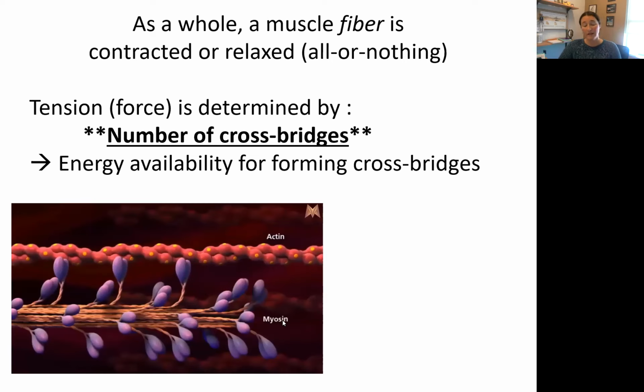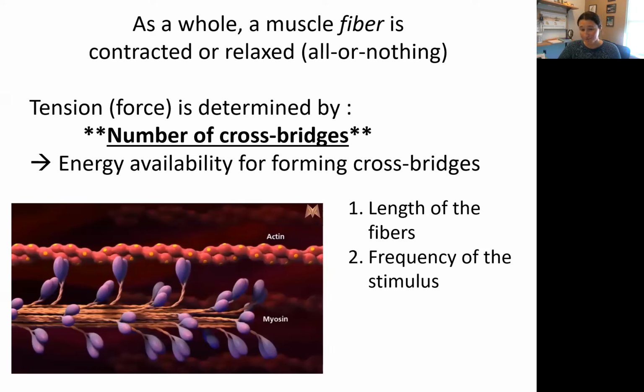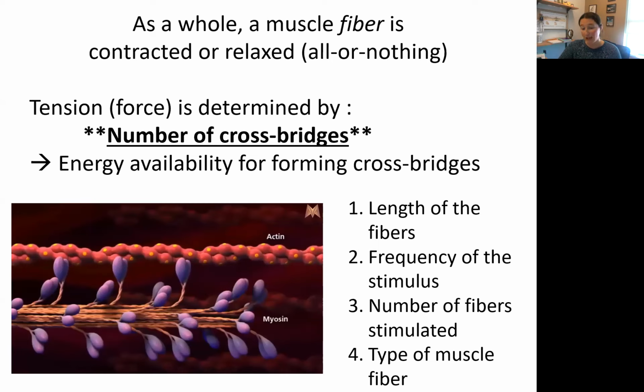Okay, so in this video and future videos, you are going to learn about 4 different factors that affect tension via the number of cross bridges that can form. The first that we'll talk about is the length of the fibers. So how long is the muscle cell when it begins the contraction? How quickly do you stimulate it? That is, how many action potentials by motor neurons do you have? The number of fibers you stimulate. So how many muscle cells within the entire muscle are stimulated? And finally, the type of muscle fiber. Not all muscle cells are created equal.